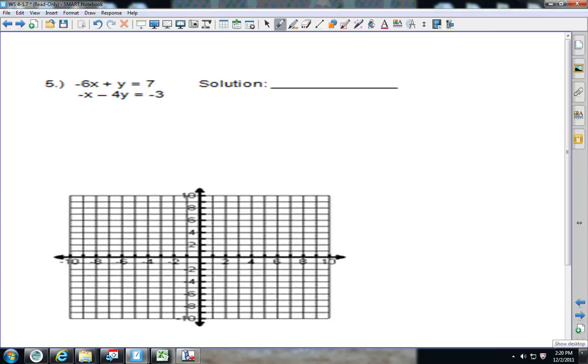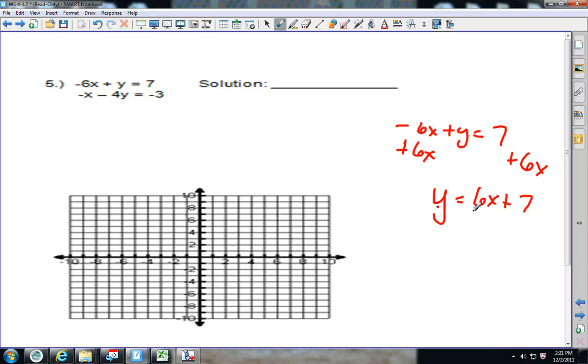Next one. Oh, it's all stretched out. Now this one we can solve by substitution or we can solve by graphing. Well, let's do the first one just by substitution. See, now in this case, none of them are written in y equals or x equals form. So I'm going to take negative 6x plus y equals 7. Let's solve for y right here. I'm going to add 6x to each side. I get y equals 6x plus 7.